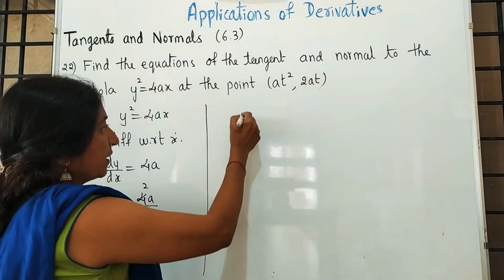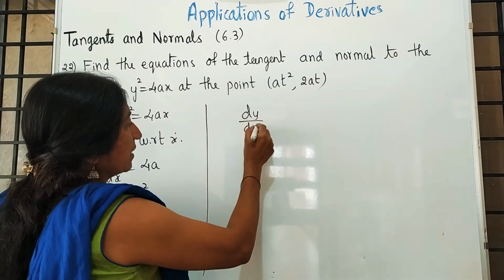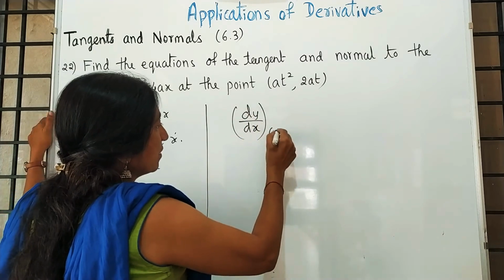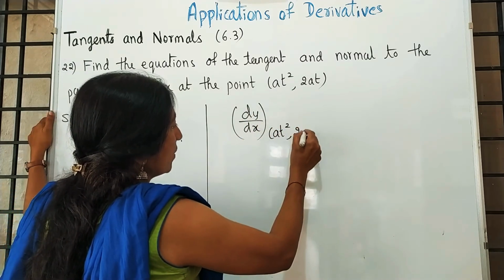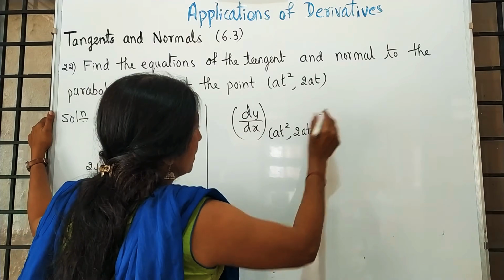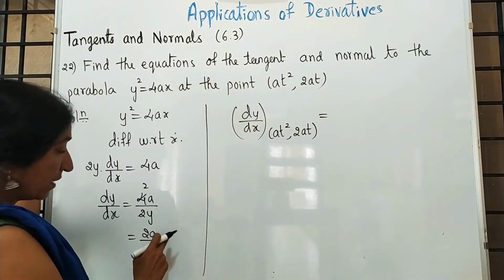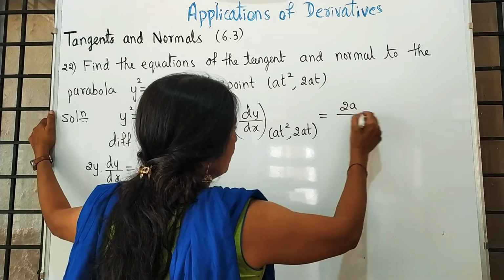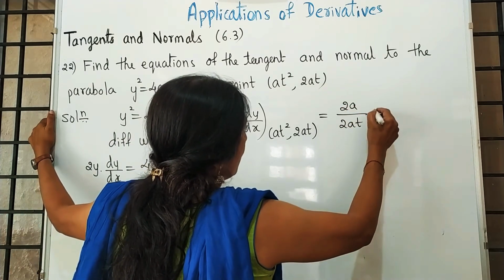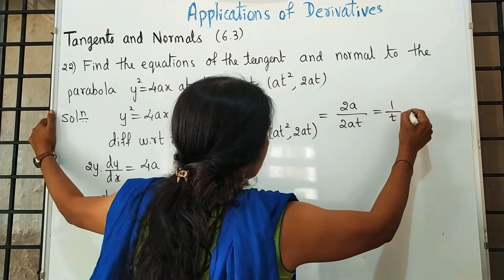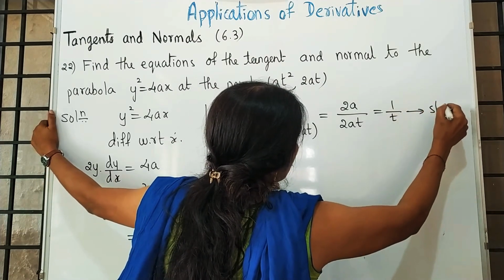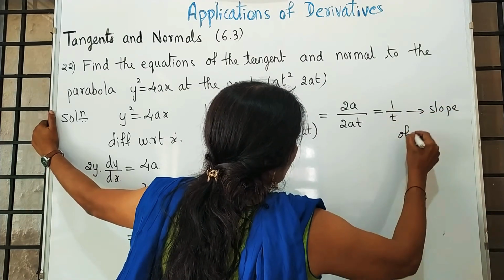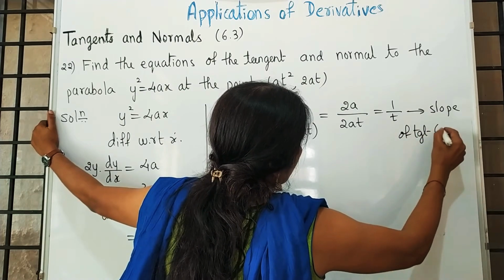Now we have to find dy upon dx at the point a t square comma 2at. That means in this wherever x, if x is there first point, if y is there second point. 2a gets cancelled, 1 by t. This is what? Slope of tangent and we are denoting it by m.